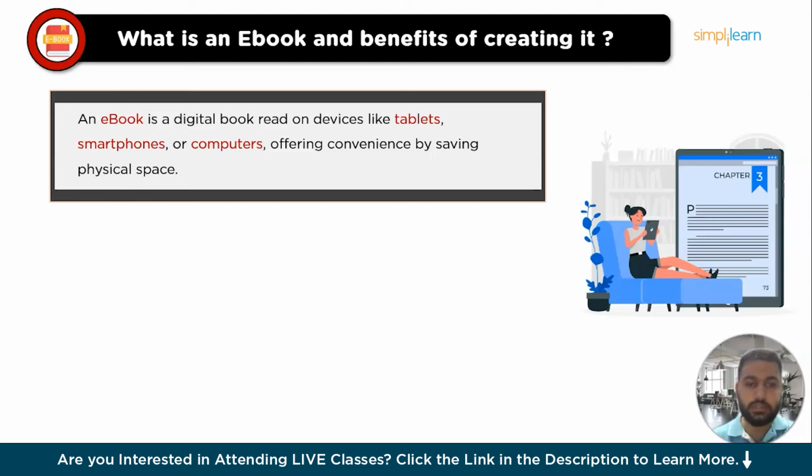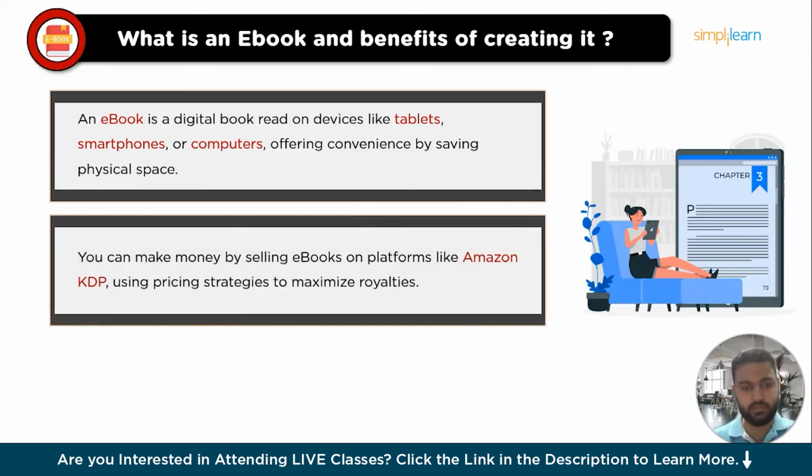as they save paper and reduce carbon footprint. Third, they can be easily accessible globally, allowing authors to reach a broader audience. Fourth, ebooks can be interactive with features like hyperlinks, multimedia, and search function, enhancing the reading experience. You can make money from ebooks also in several ways. Firstly, selling ebooks through platforms like Amazon Kindle Direct Publishing or Apple Books allows you to earn royalties on each sale. Pricing strategies can vary from offering promotions to setting competitive prices based on the market demand.